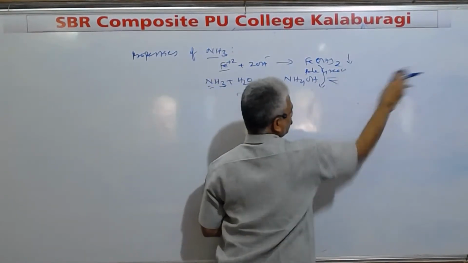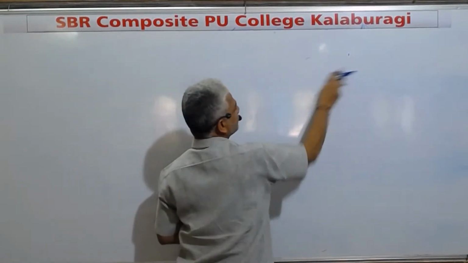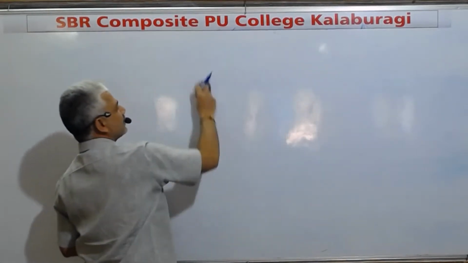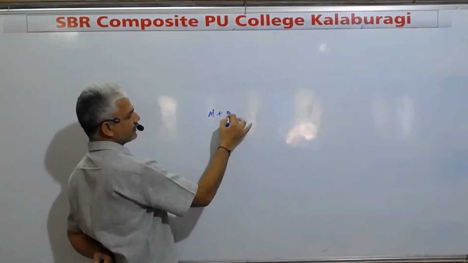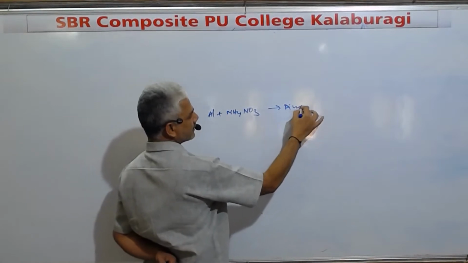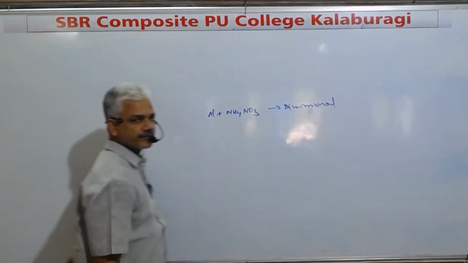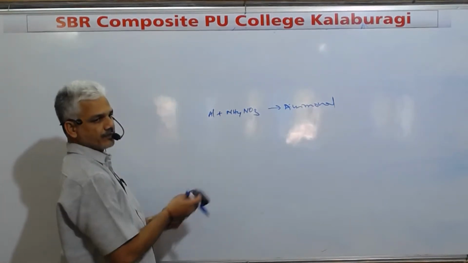And ammonal is used in the making of what? Landmines. What are landmines used for? They are a type of explosive, right? So a mixture of aluminium powder and ammonium nitrate is called ammonal and is used as a powerful explosive. So all these things come under the category of uses of ammonia.